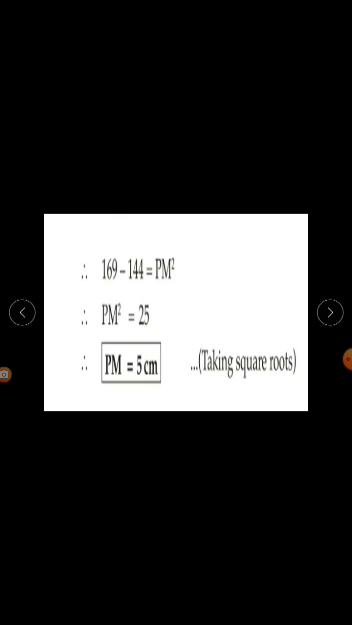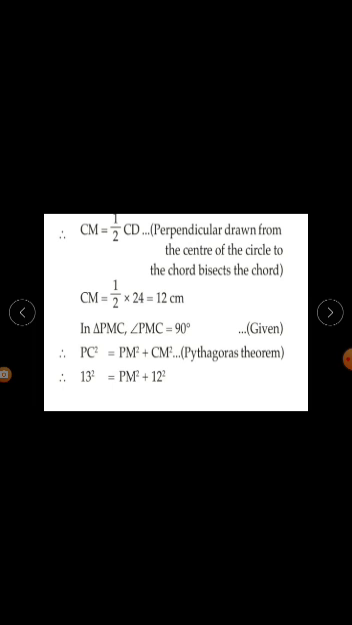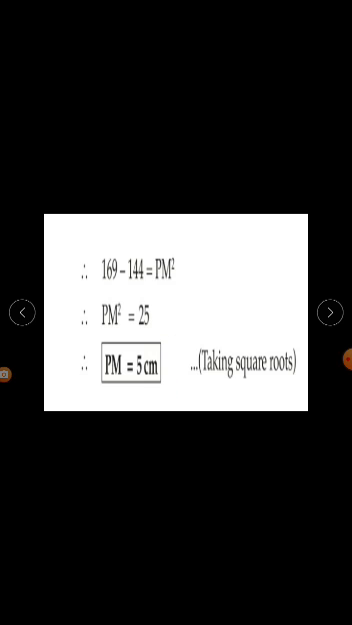13 square is 169 and 12 square is 144. Transposition. So 169 minus 144 equal to PM square. 169 minus 144 is 25. Therefore PM square is equal to 25. Taking square root, therefore PM is equal to 5 centimeter. So the distance of the chord from the center of the circle is 5 centimeter.